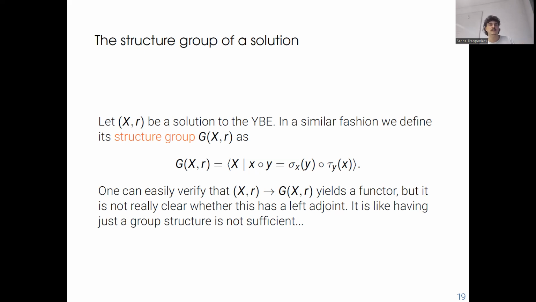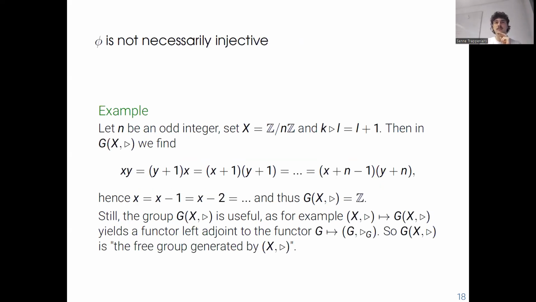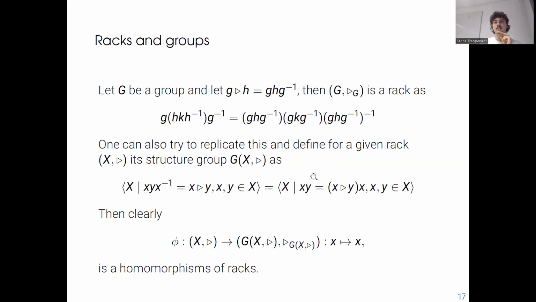And one can once again verify that we have a functor, but it's not clear whether this one has a right adjoint, because we want this to be a left adjoint. So it's not clear whether this has a right adjoint, and it feels like having just a group structure is not sufficient. Why would I say this? Well, if we look at the rack case, you see that we move this x to the other side, and we find that our rack operation should be given by this formula right here, which is completely independent of the rack structure that we have there.